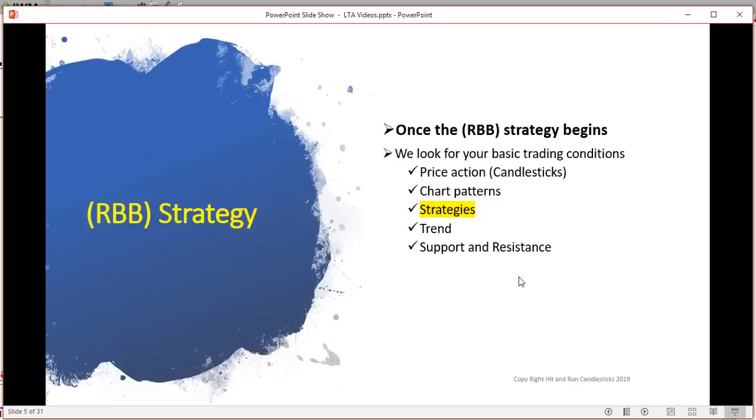Now, you can branch off from each one of these just a little bit, and you can find other little bullet points to talk about. But these are the headlines. This is what you're looking for. Price action, and again, I use candlesticks. I think a lot of people use candlesticks. Chart patterns, strategies, trend, support, and resistance.